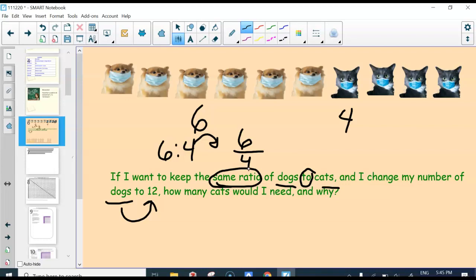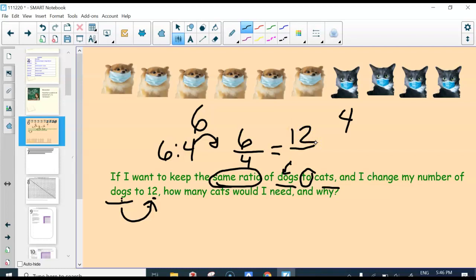Now, I'm going to go ahead and make my equal sign. I have to decide, okay, so now I have 12. Does the 12 go with the dogs or does the 12 go with the cats? Well, it says dogs are 12. So, does it go with the 6 or the 4? Well, dogs is right here, so it's got to line up with that. So I'm going to put the 12 here.